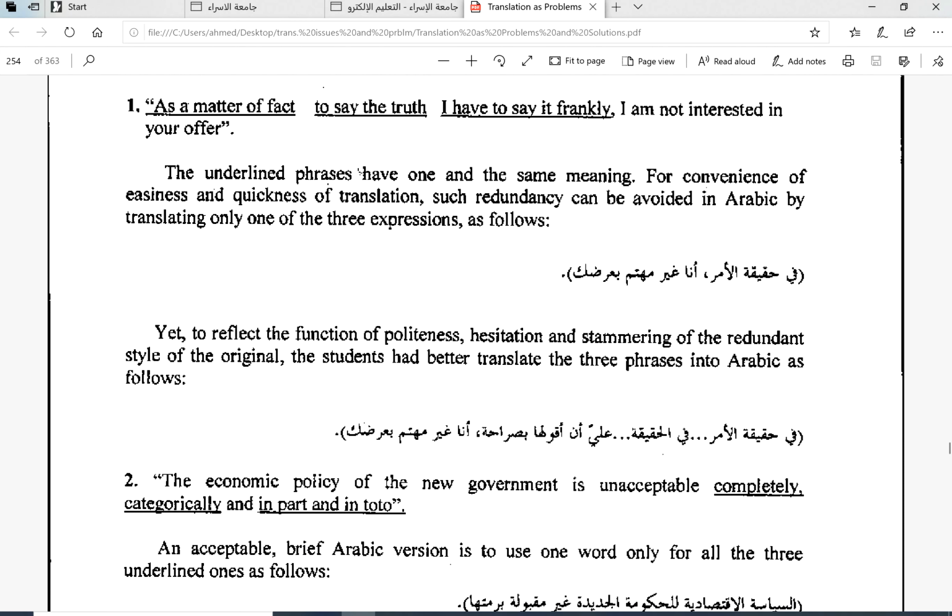Yet to reflect the function of politeness, hesitation, and stammering of the redundant style of the original, the students had better translate the three phrases into Arabic as follows. في حقيقة الأمر، في الحقيقة علي أن أقولها بصراحة أنا غير مهتم بعرضك.